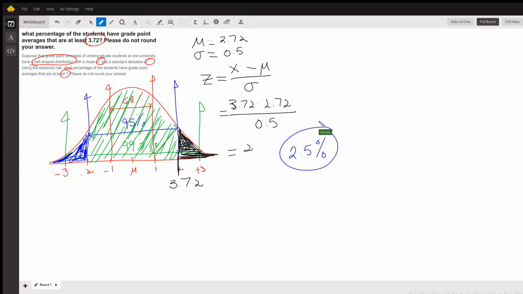Now, the exact answer to this specific question is going to be different because it probably has a different mean and standard deviation. But since they wanted you to use the empirical rule, the 3.72 needed to have been either 1, 2, or 3 standard deviations above the mean, more than likely above the mean, because 3.72 is a fairly high grade point average.